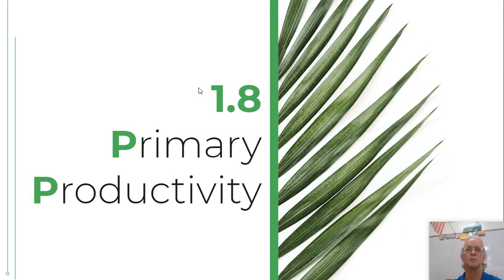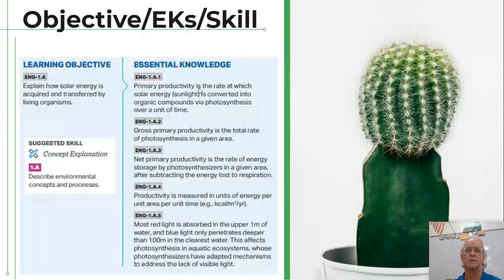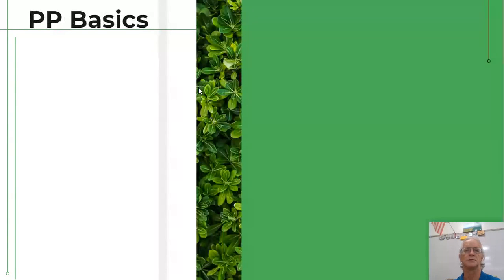We're covering Unit 1.8 on primary productivity. Today's learning objective is to explain how solar energy is acquired and how it's transferred by living organisms.